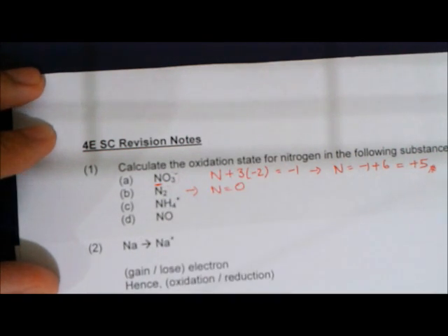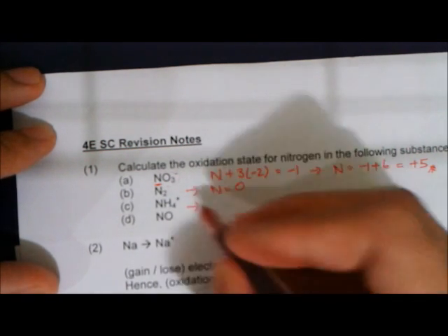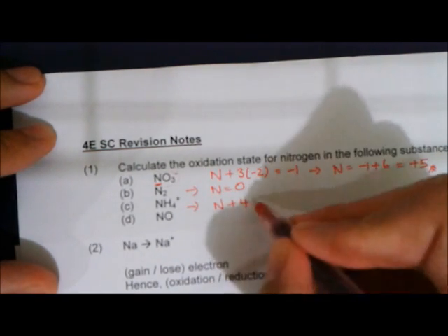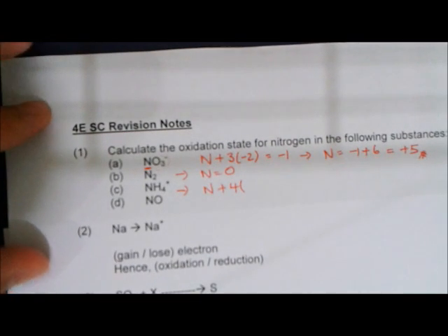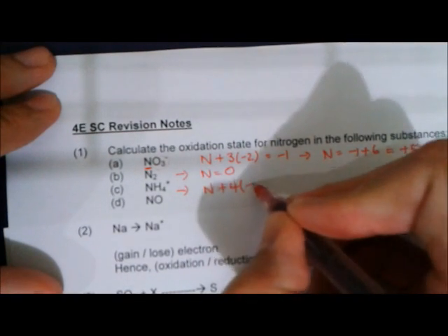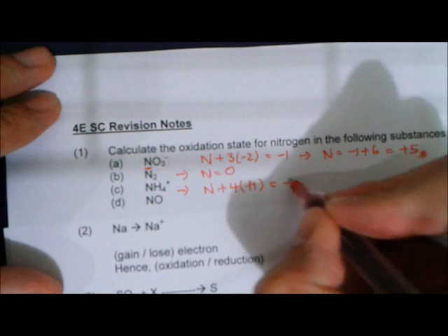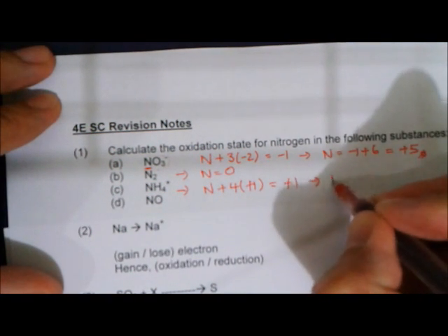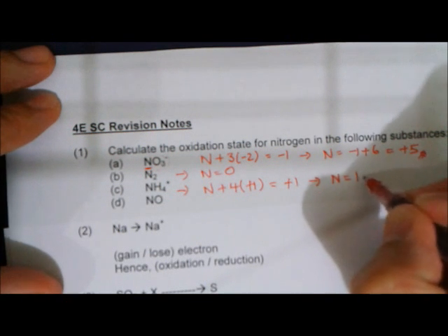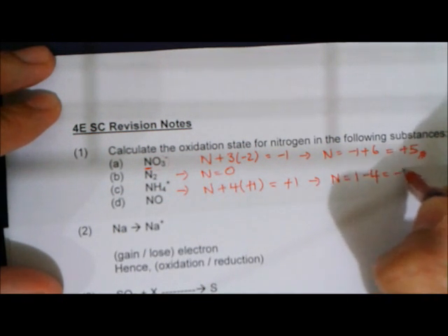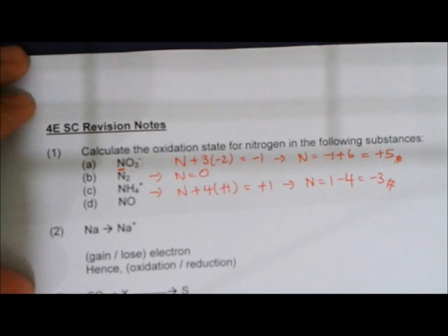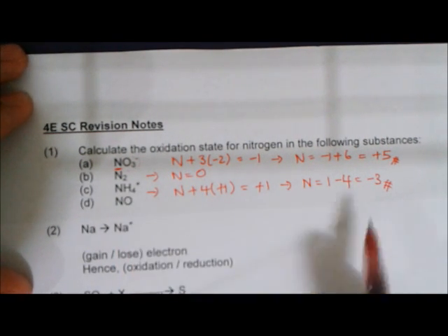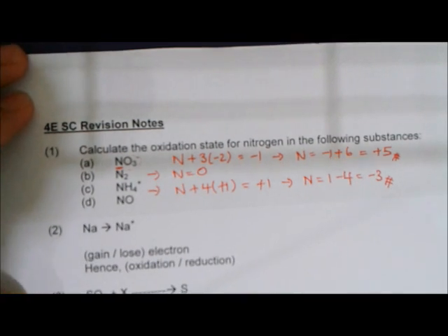How about for ammonium ion? Same thing, oxidation state for nitrogen plus 4 hydrogen. Oxidation state for hydrogen ion is +1, and that would be +1. If you solve it, N is 1 minus 4, and that would be -3. So the oxidation state for nitrogen in this ammonium ion is -3.